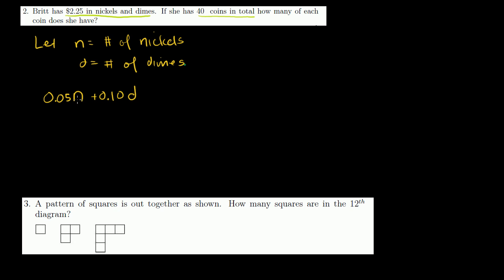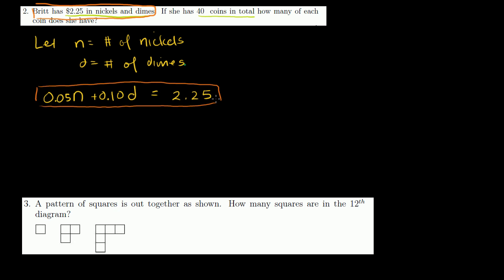If she has 5 nickels, you do 5 times 5 cents, which is 25 cents. If she had 4 dimes, that'd be 40 cents, and you would add it all together. Now the problem tells us that the total amount of money she has is $2.25. So this first statement can be translated into this equation: 5 cents times the nickels plus 10 cents times the number of dimes is going to end up with 225.